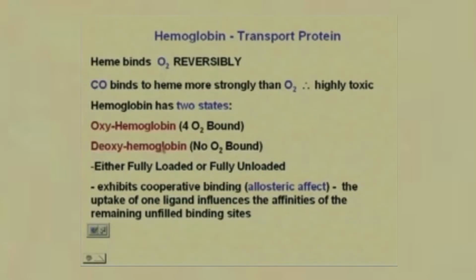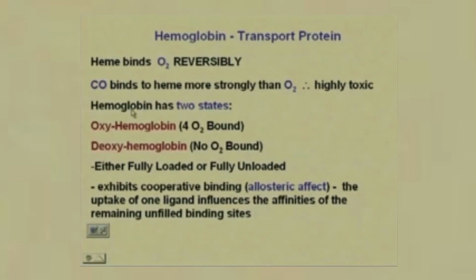Okay, these are the features of the transport protein hemoglobin. What are they? It binds oxygen reversibly. You know carbon monoxide is a poison. Why is that? Carbon monoxide binds more strongly to heme than does oxygen, which is why it is highly toxic. It will not release the carbon monoxide very easily, so it is highly toxic.